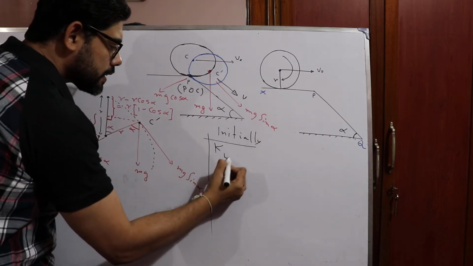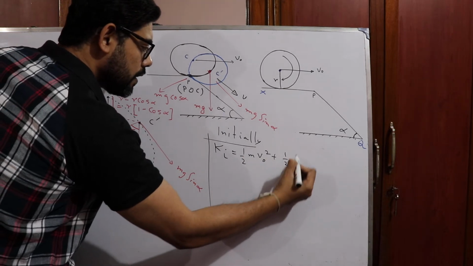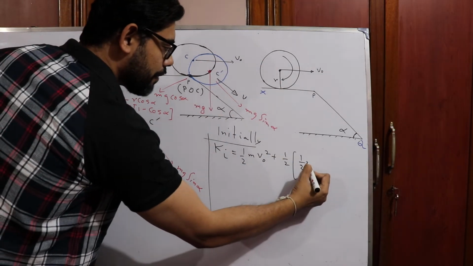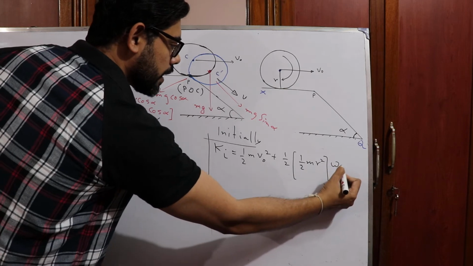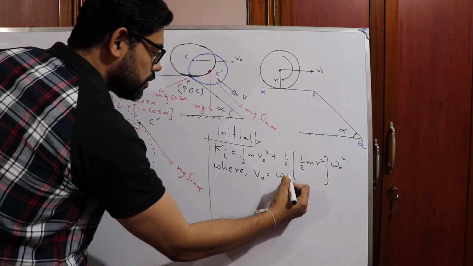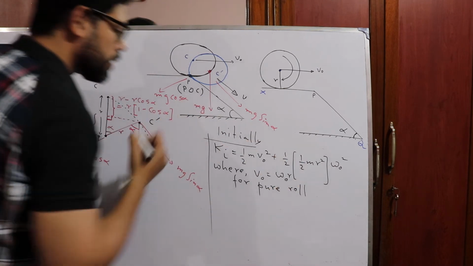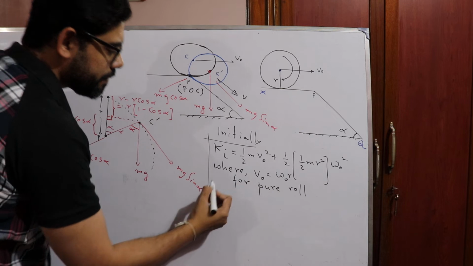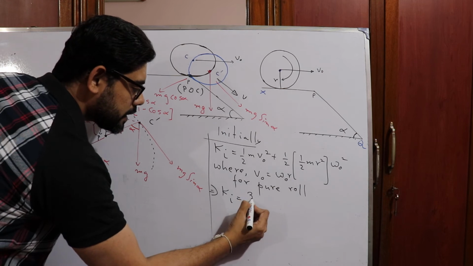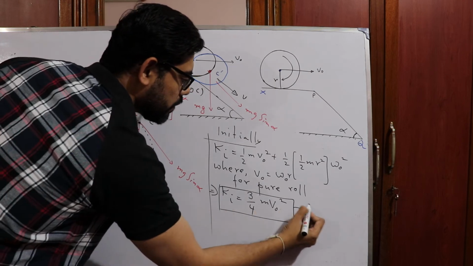Now if I see initially when the cylinder was rotating on the horizontal surface, the total kinetic energy of the cylinder we can write as half m v naught square plus half into the cylinder's moment of inertia about the center of mass. So I can write it as half m r square into omega naught square, where I can write v naught equals omega naught into r for pure rolling motion. Therefore, the initial kinetic energy is half plus 1/4, which means 3/4 m v naught square. So this is my equation 1.